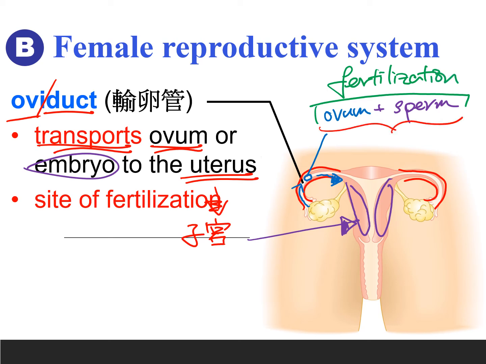And after fertilization, what will be formed? It forms the fertilized egg, 受精卵, or you can call it the embryo when it grows big, 胚胎啦. So that's why the oviduct also has the function to transport the embryo to the uterus. And of course, this is also the site for fertilization.